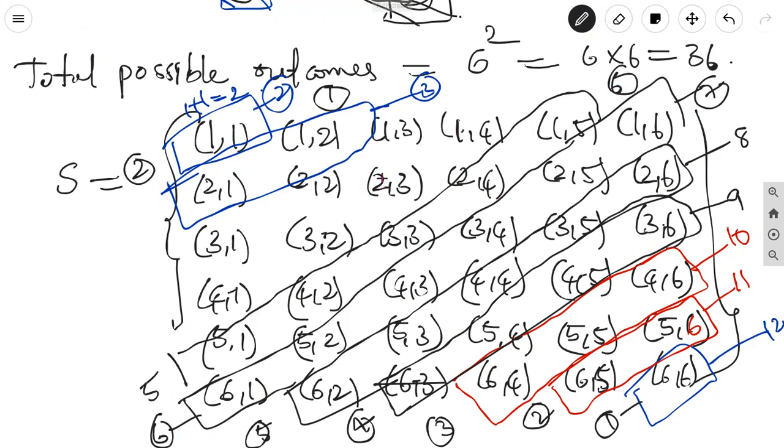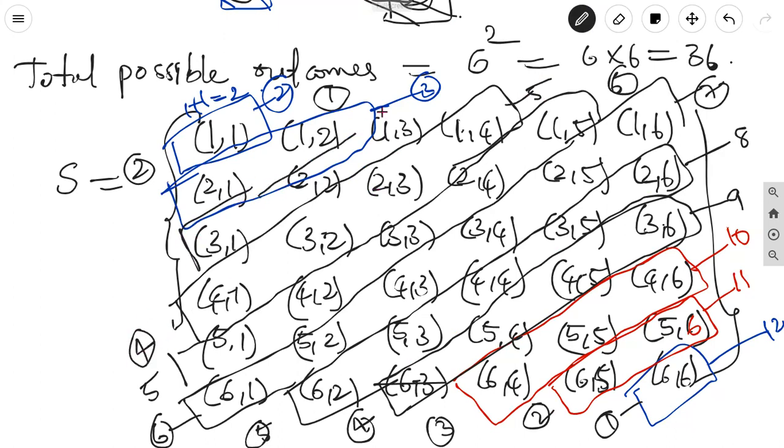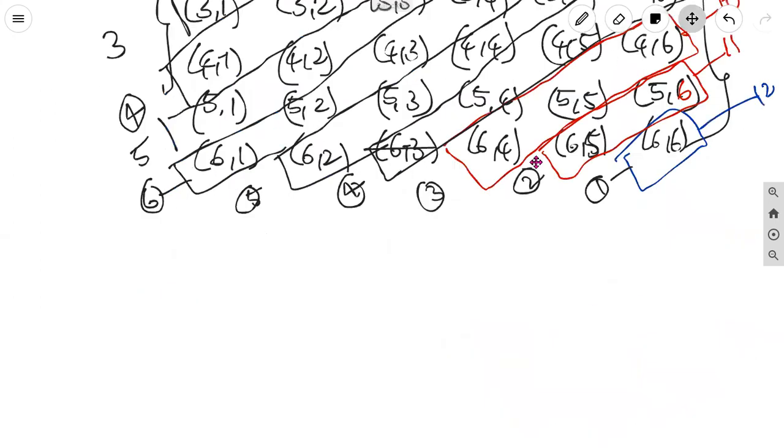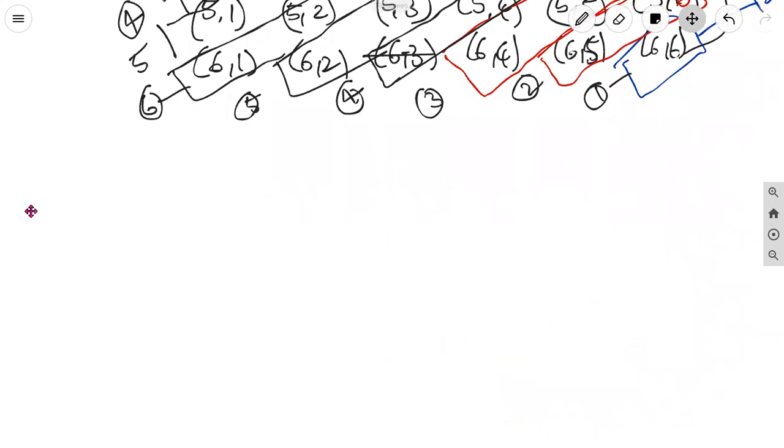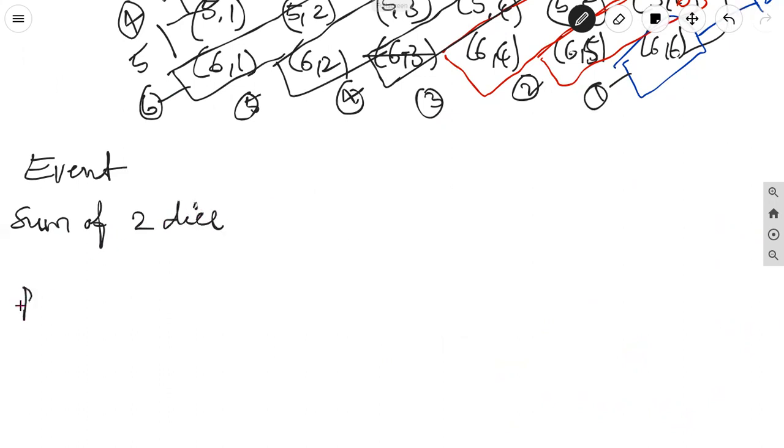1, 2, 3, 4. If the sum of the two dice is equal to 5, the possible outcomes are 4. The sum of dice equal to 4, the possible outcomes are 3. Okay. From this we can construct a table, the sum of the outcomes, that is the event. What is the event? Event: sum of two dice, and then probability.